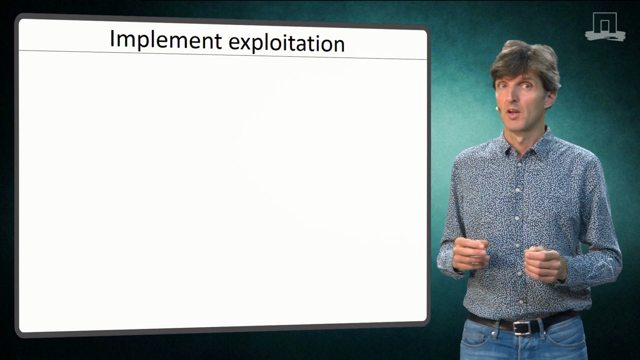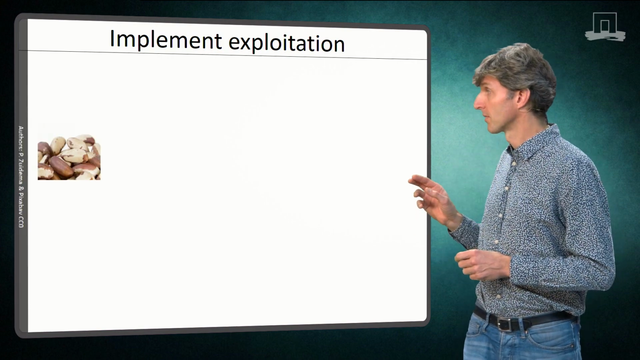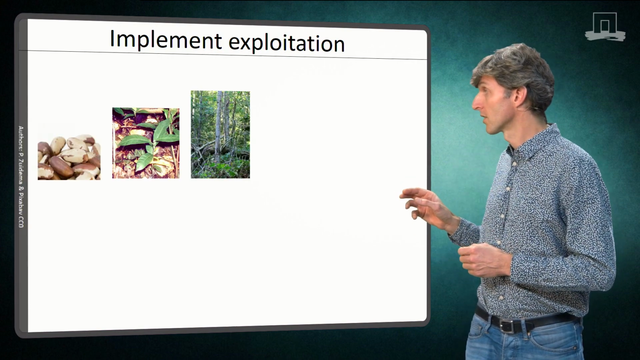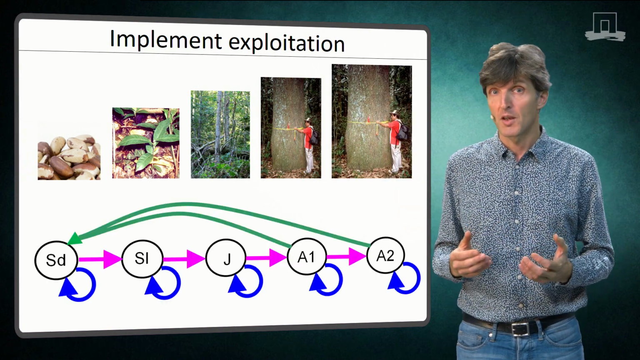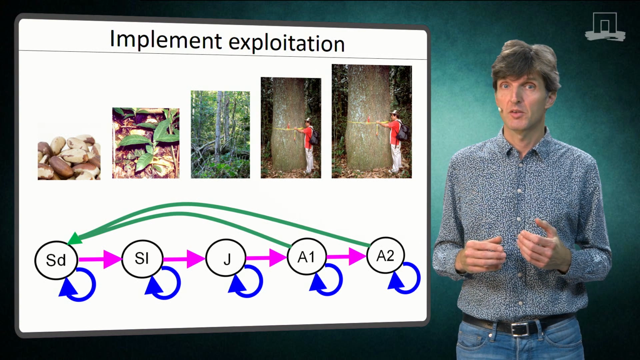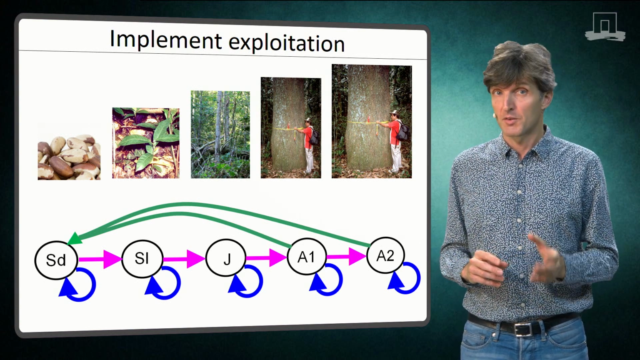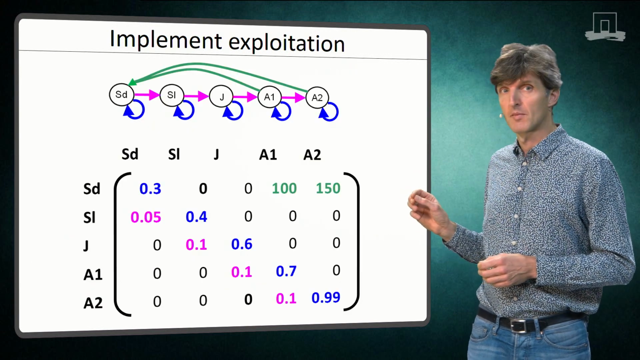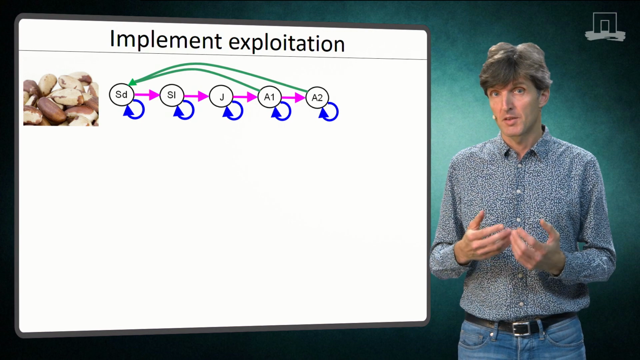As an example, we have a tropical tree species with 5 size categories: seeds, seedlings, juveniles, small adult trees, and large adult trees. The resulting life cycle has green arrows for reproduction, pink arrows for growth, and blue arrows for stasis. And the transition matrix looks like this. Now, I'll show you how to implement harvesting in this transition matrix.